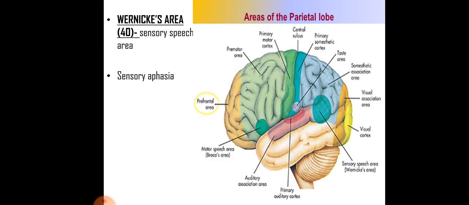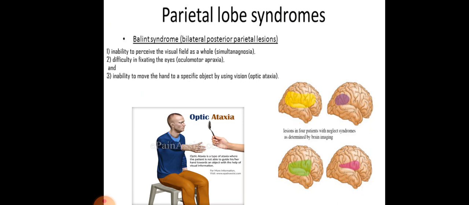Then we have Wernicke's area, that is area number 40. It is the sensory speech area, and loss of this will lead to sensory aphasia, that is, the person does not understand what the other person is speaking. Then the parietal lobe syndrome is also known as Balint syndrome or bilateral posterior parietal lesions. In this there is inability to perceive the visual field as a whole, and there is difficulty in fixating the eyes. There is inability to move the hand to a specific object by using vision.